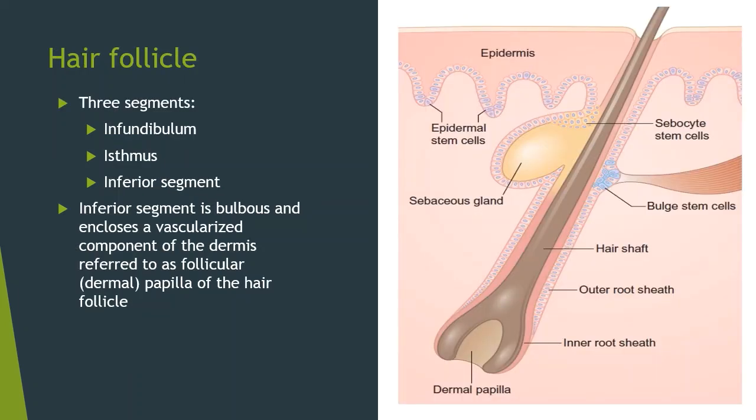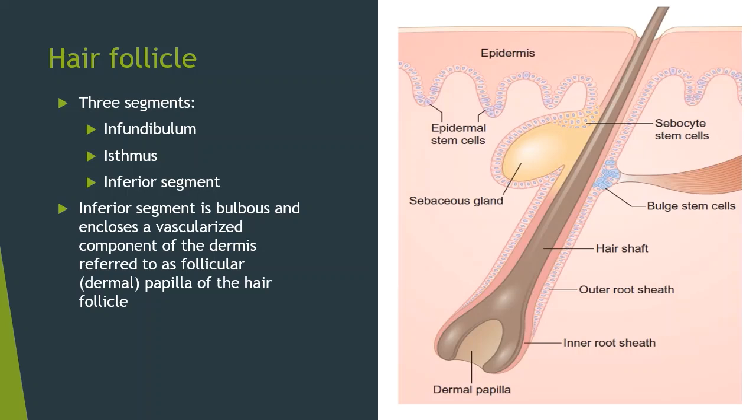Let's first discuss the hair follicle. The hair follicle is divided into three segments: the infundibulum, then the isthmus, then the inferior segment. The infundibulum is the portion of the hair follicle from the epidermis up to the opening of the sebaceous gland duct, and the isthmus extends from the sebaceous gland opening to the insertion of the erector pili muscle. Beyond the erector pili muscle, the lower part is called the inferior segment, where there is a vascularized dermal papilla component which forms the hair bulb.